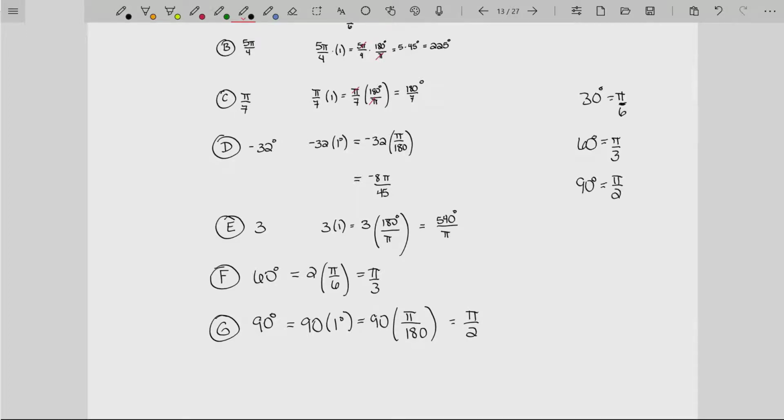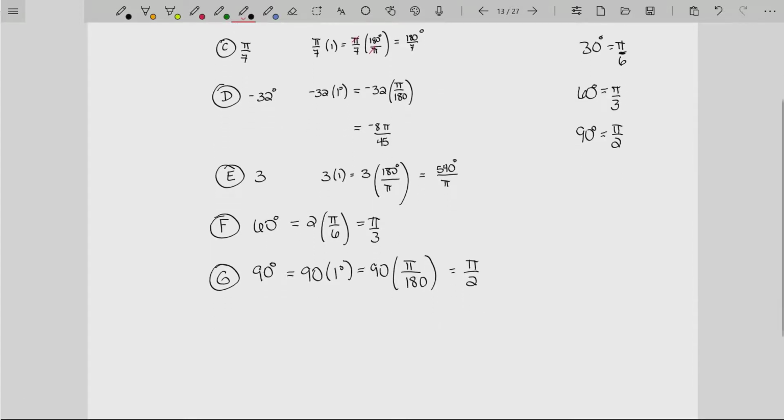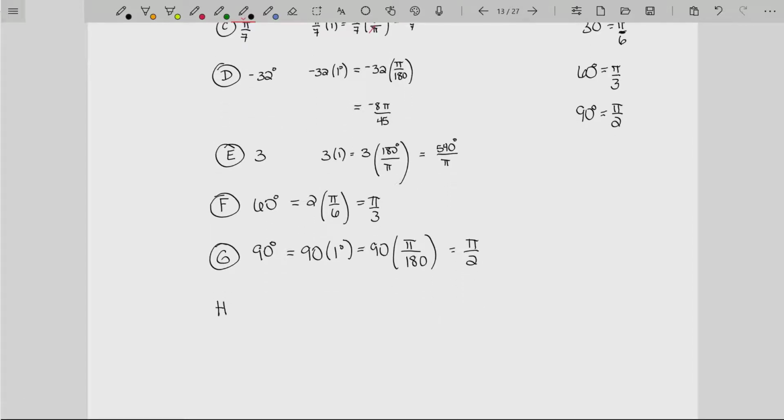There are so many others, but only one more that I want to deal with right now. Let's deal with 45 degrees. We saw this in an example, but it's good to see it anyway. It's 45 times 1 degree. Remember, 1 degree is the same thing as pi over 180 radians. 45 goes into 180 four times, so that's pi over 4.